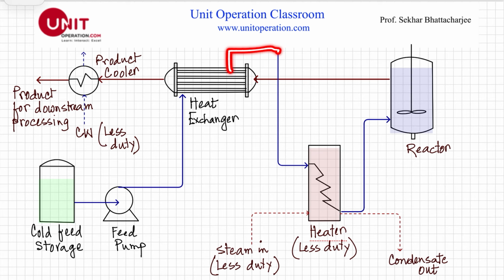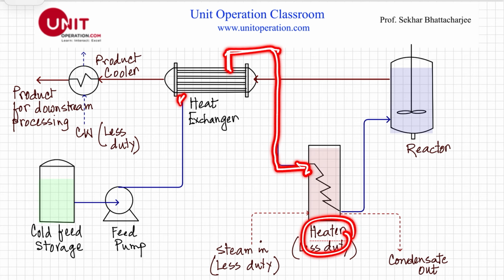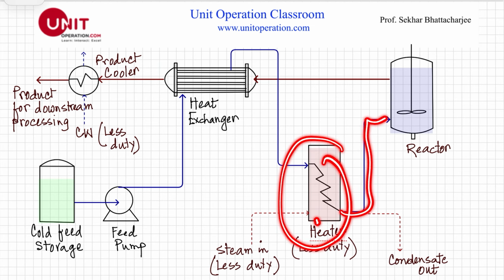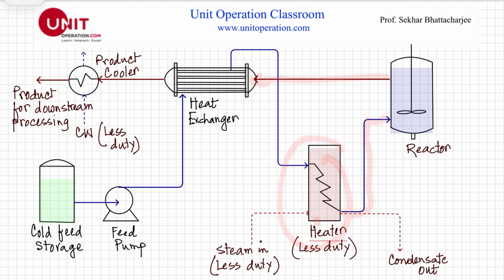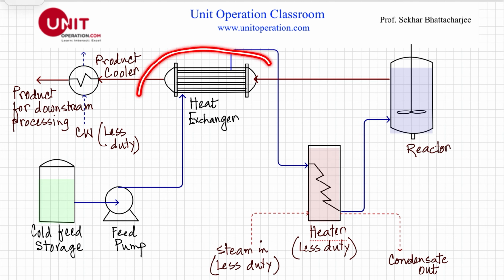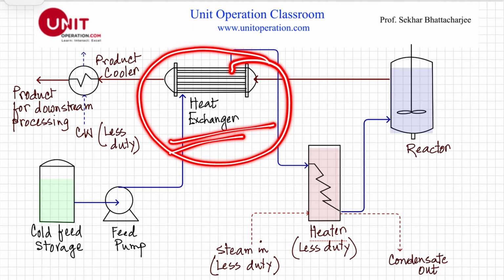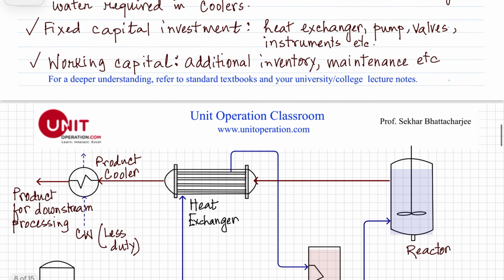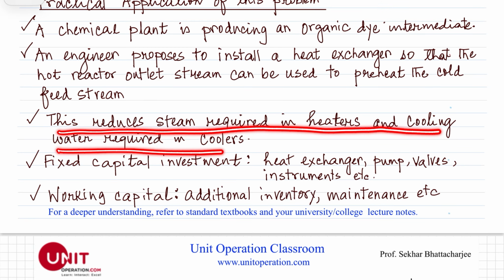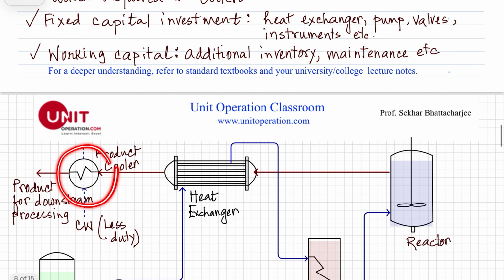So what happens? This comes at a higher temperature, and then it goes to this heater instead of going directly. That way, it reduces the heat load of the heater. So we use much less fuel here. Then it goes here. The product comes out and exchanges heat, and it goes to a product cooler, and then goes for the downstream process. So we have to make an additional investment of getting a heat exchanger and other ancillaries. That will save the fuel cost. So that's what it says, that this reduces steam required in the heaters and cooling water required in the coolers, which is here, the cooling water requirement.